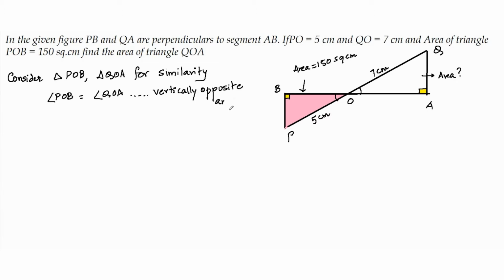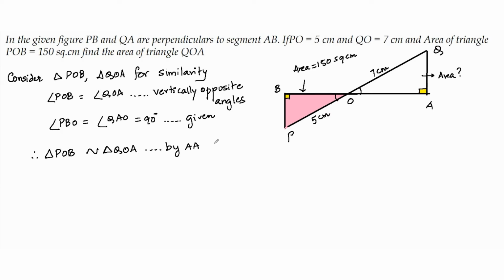Vertically opposite angles. And we also know that angle PBO, that is the 90-degree angle, equals angle QAO, again because this is given as 90 degrees. So this is given to us. And therefore, by the AA test, these two triangles are similar. So triangle POB is similar to triangle QOA by the AA test.